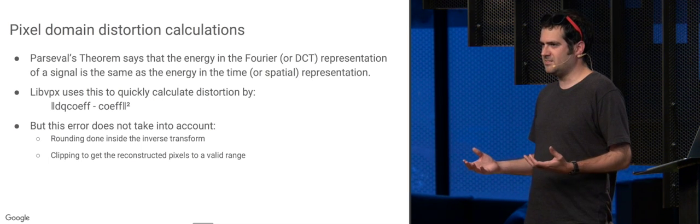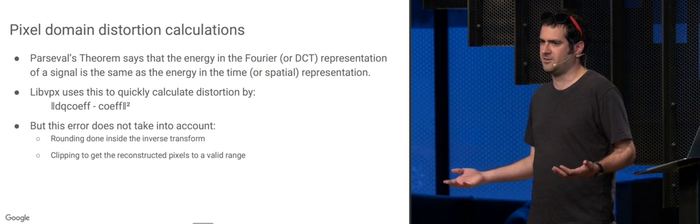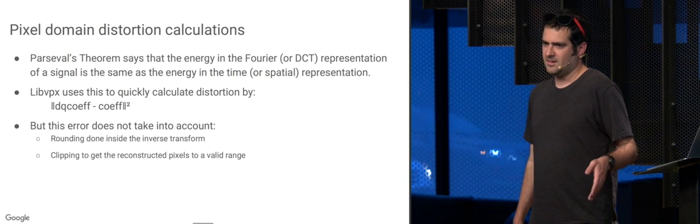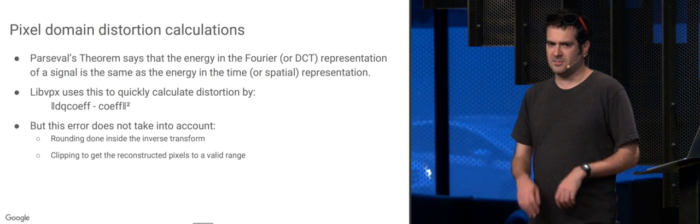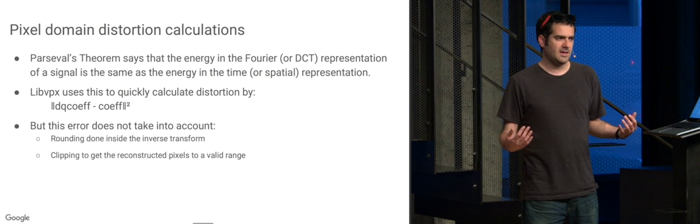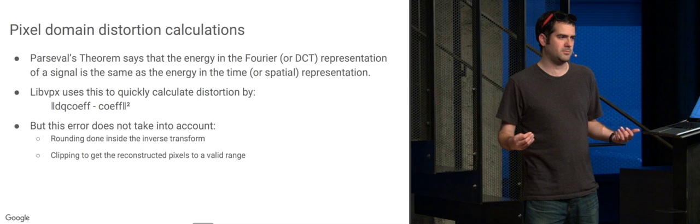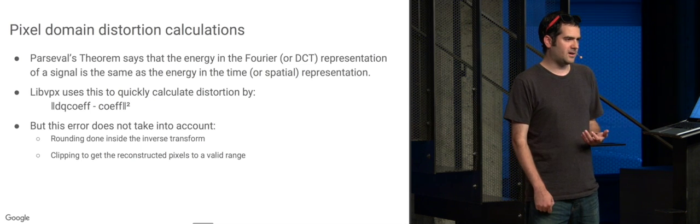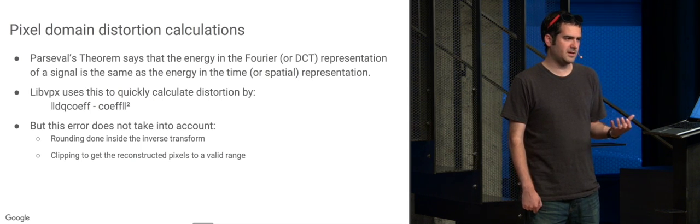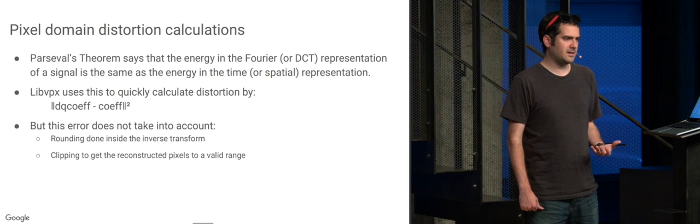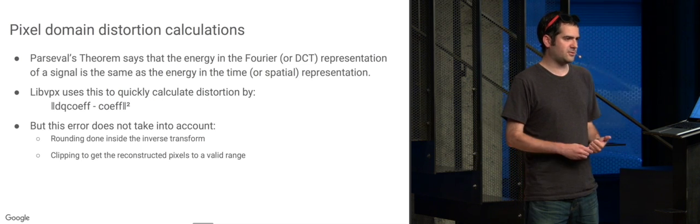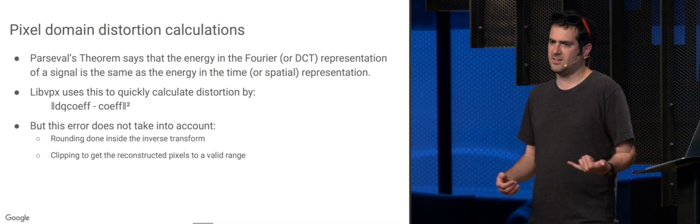There's this idea in signal processing called Parseval's Theorem, and it basically says you can measure the energy in the Fourier or the DCT domain, and it's exactly the same as measuring it in the spatial or time domain. So to save a bunch of encoding time, what we do is subtract the transform coefficients that we initially calculated from our dequantized coefficients.